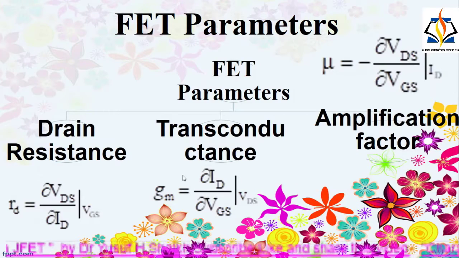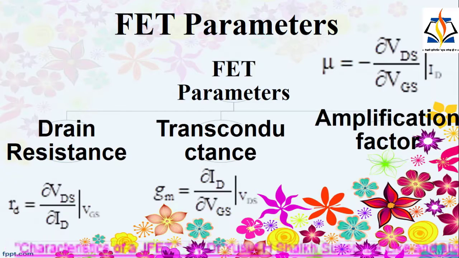Now, the second parameter is transconductance. As explained earlier, the drain current varies with fluctuation in gate source voltage. When the drain source voltage is kept constant, the parameter relating this variation is called transconductance or mutual conductance, denoted by GM or GFS. It is defined as the ratio of a small change in drain current to the corresponding change in the gate source voltage at a constant drain source voltage. Thus, Gm is equal to delta ID upon delta VGS at constant VDS. The transconductance can be obtained from the transfer characteristics. It is given by the slope of the transfer characteristics.